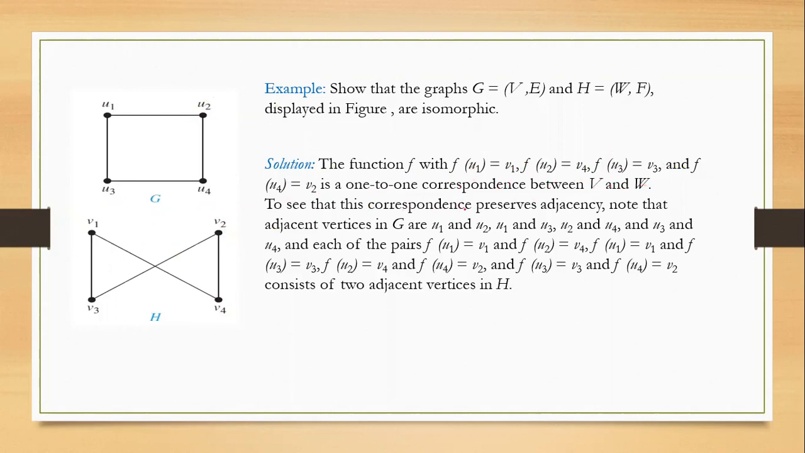To see that this correspondence preserves adjacency, note that the adjacent vertices in G are u1 and u2. Okay, so u1 and u2 are adjacent, u1 and u3 are also adjacent, u2 and u4, u3 and u4. And for each of the pairs, f of u1 is equal to v1, u2 is equal to v4, u1 is equal to v1, and u3 is equal to v3. All of these consist of two adjacent vertices in H.